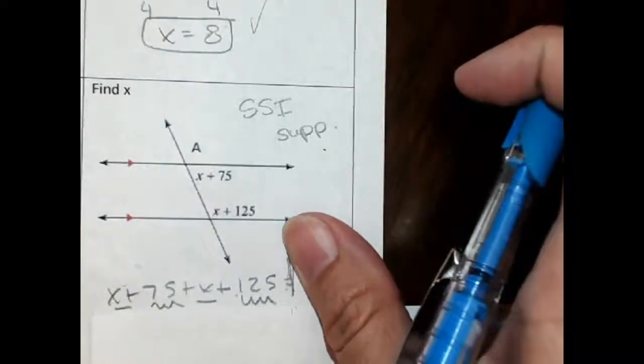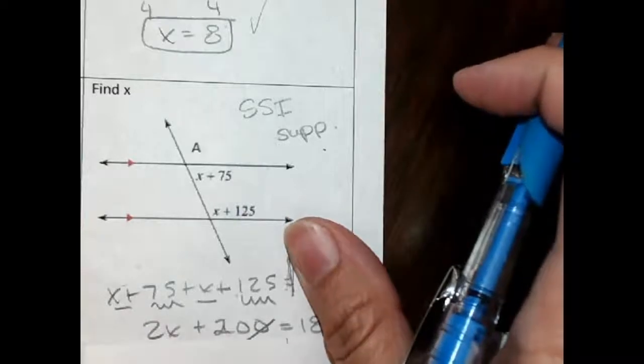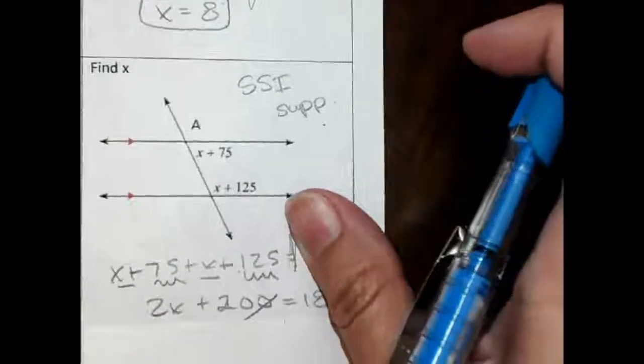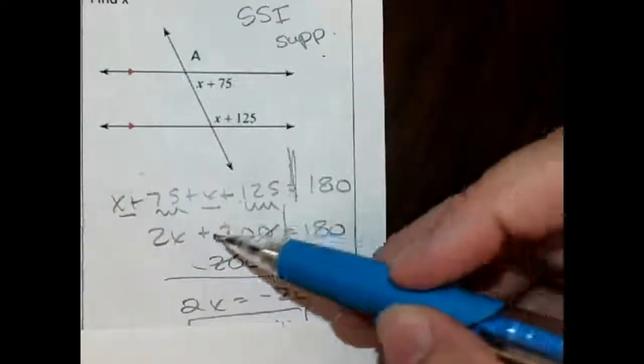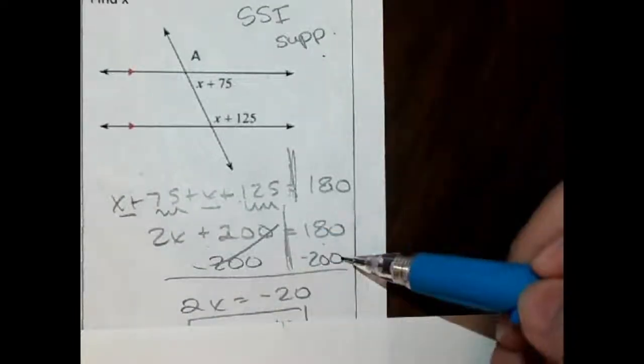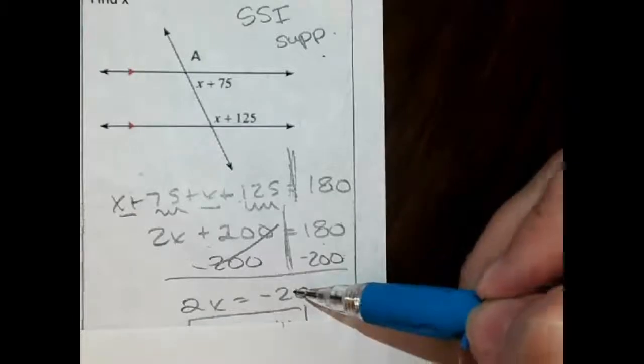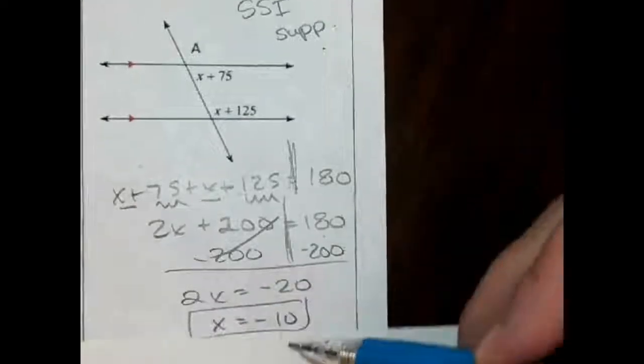x plus x is 2x, and 75 plus 125 is 200. Then I'm working on the two different sides of the equal sign, so I need a minus 200 on both sides. This does become negative 20, 2x equals negative 20, and I get negative 10.